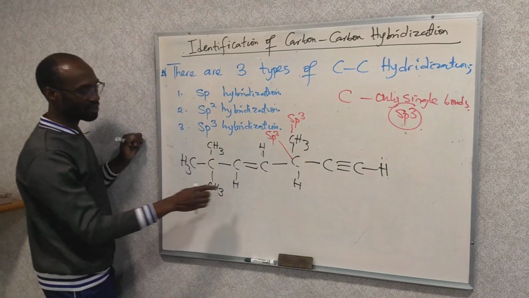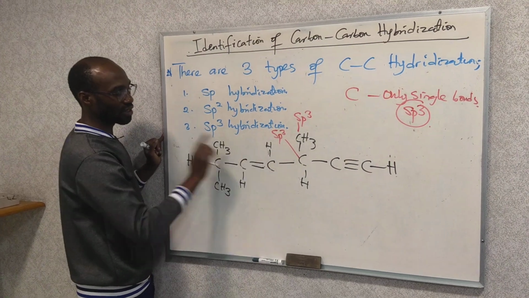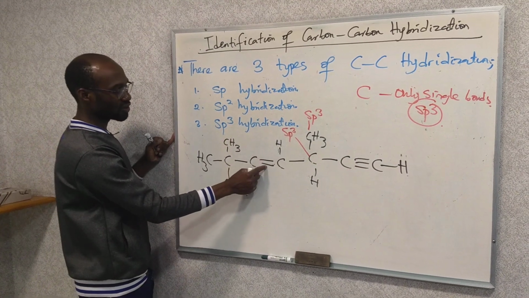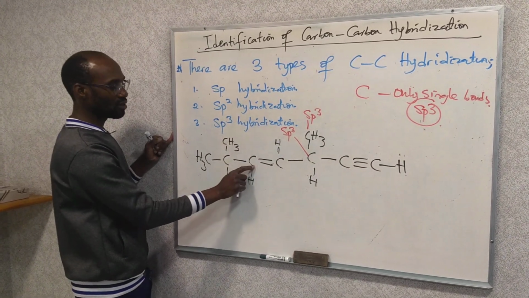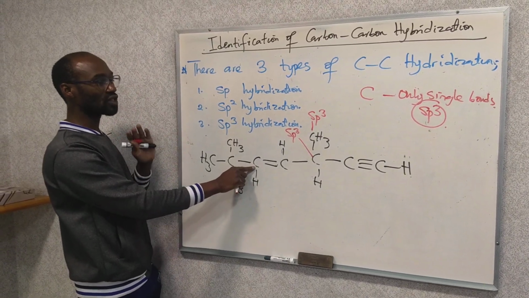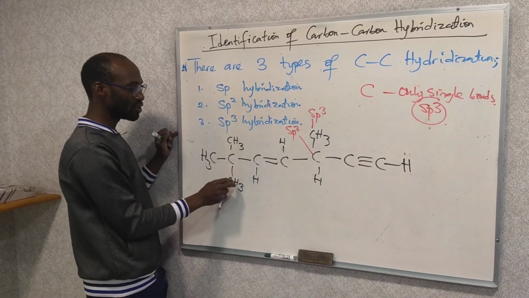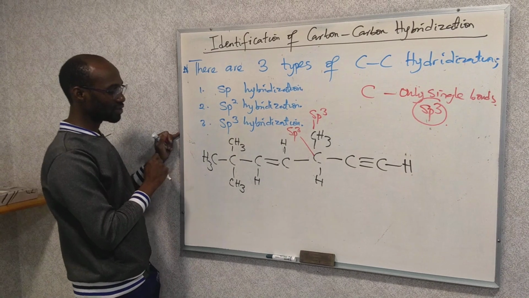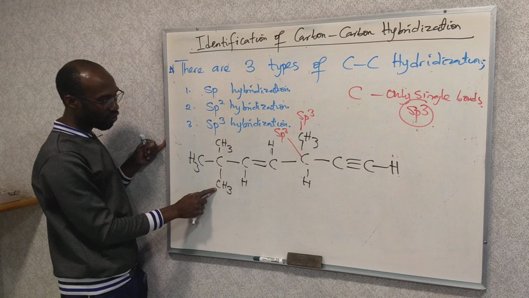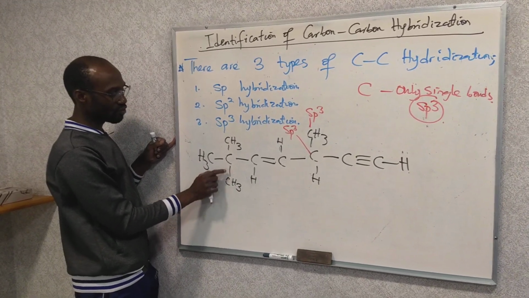hybridized. Let's take a look at this carbon. Single bond here, double bond here. This is not sp3 hybridized. Look at this carbon. Double bond on this side, single bond here, single bond here. Not all the bonds surrounding this carbon are single bonds, so it is not sp3 hybridized. This carbon, for the same reason, is surrounded by only single bonds: single bonded to hydrogen 3 times, and single bonded to this carbon.